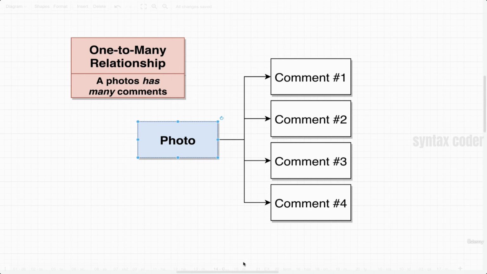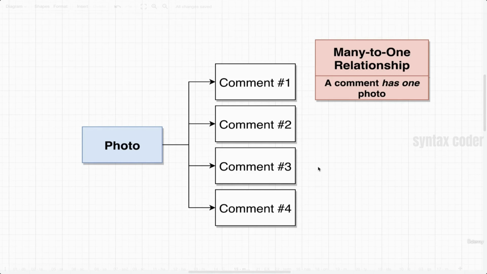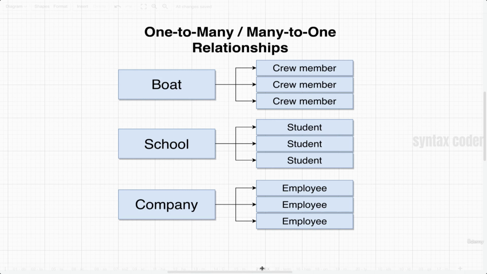And again, we can flip this relationship on its head and consider it from the perspective of a comment. So many different comments belong to one photo, or we might say a comment has one photo. And again, we would refer to this as a many-to-one relationship. Let's take a look at a couple more examples very quickly.